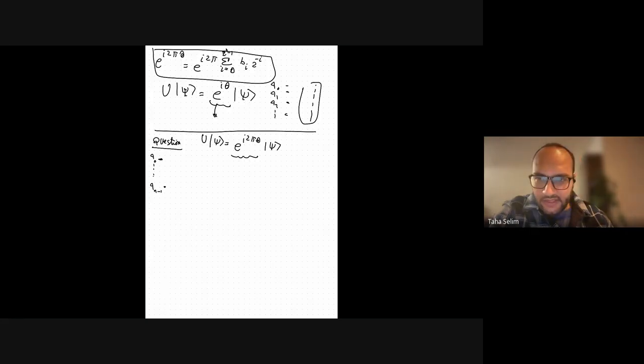And in this quantum circuit, we are going to use U^(2^k) gates, as we have seen in the quantum phase estimation, and then apply it k times. Let's see how.